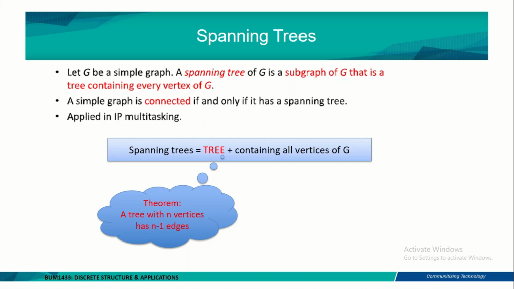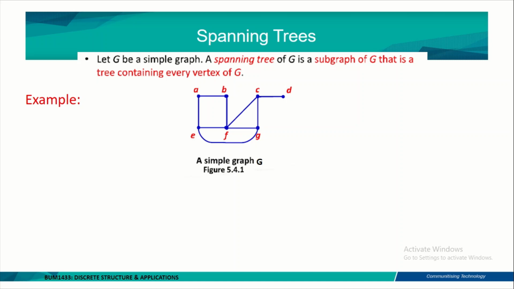So let's see an example of the spanning tree. We have the given question here, a simple graph G in figure 5.4.1. We can see here that the simple graph G has 7 vertices and 9 edges. So to find the spanning tree of the simple graph G in figure 5.4.1, we need to include all the 7 vertices that are in the simple graph G, and we need to find the minimum edges connecting all the 7 vertices.